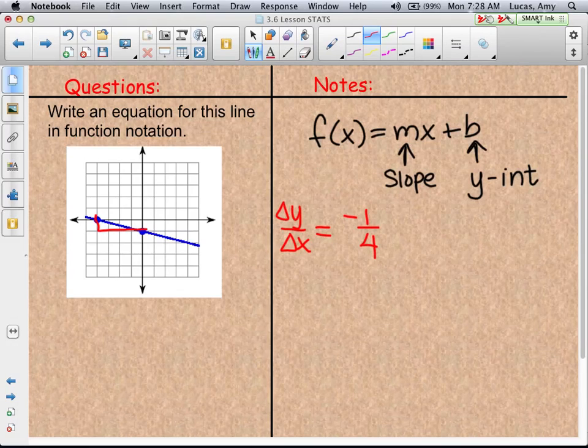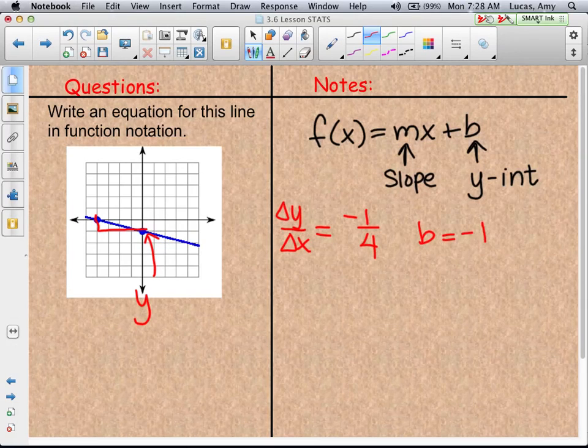And then my intercept is just where the line crosses the y-axis. So the y-axis is vertical. So the point where it crosses the y-axis is right here. It's negative 1.